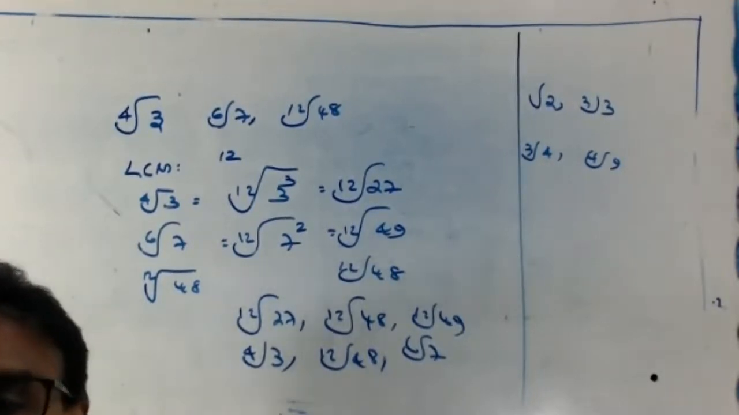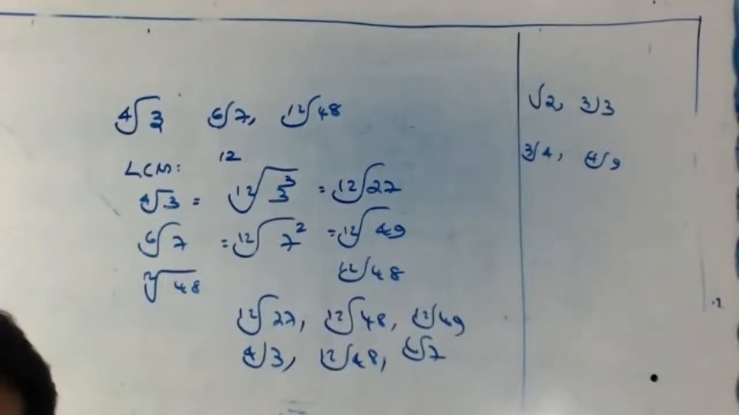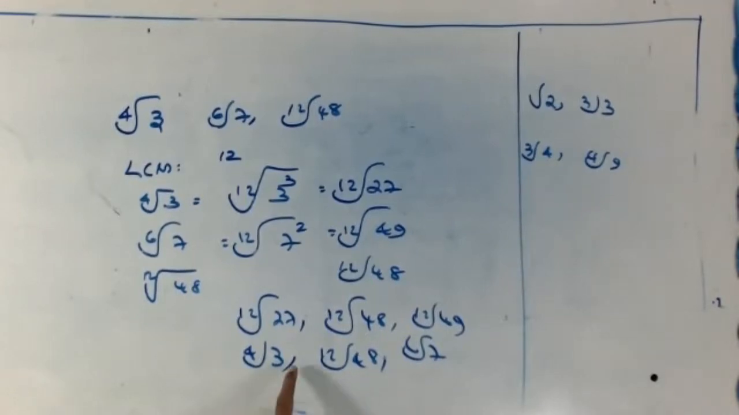Okay. We should add greater than and less than. It's up to you. If you want, you can write. If you're not writing, no problem. Or you can write 4th root of 3 greater than 12th root of 48 greater than 6th root of 7. Okay. You try the next question.